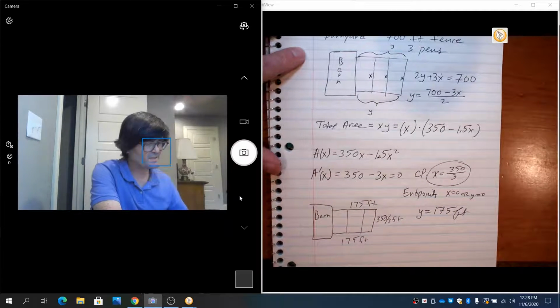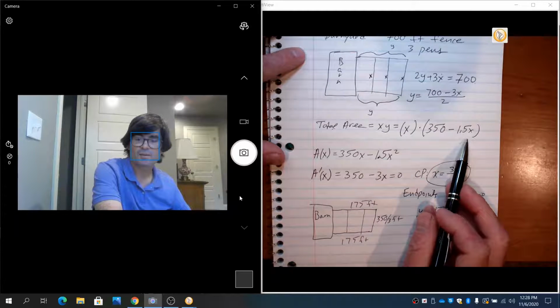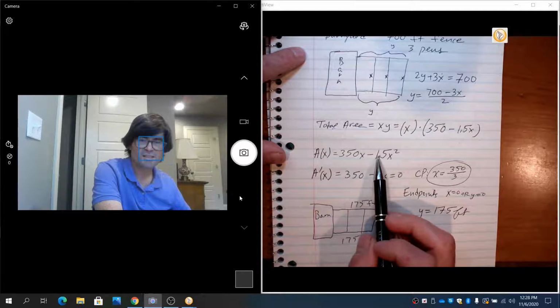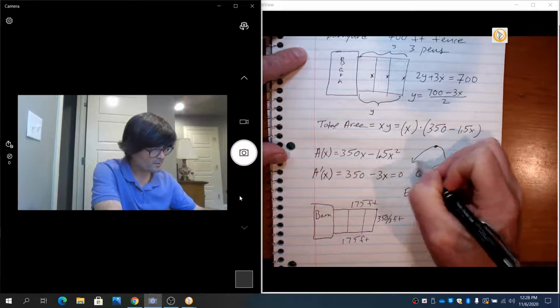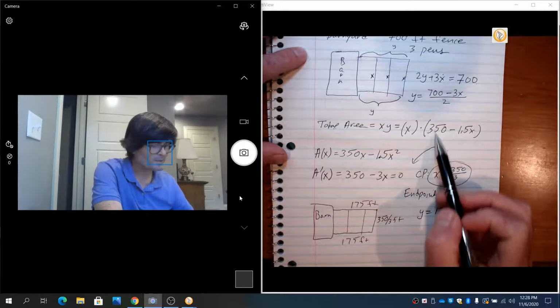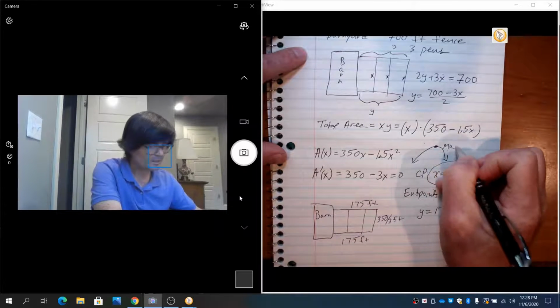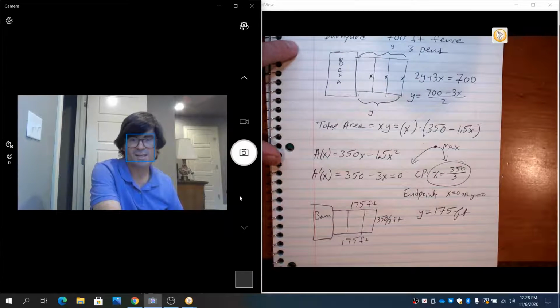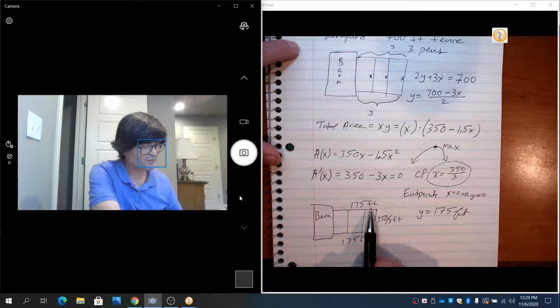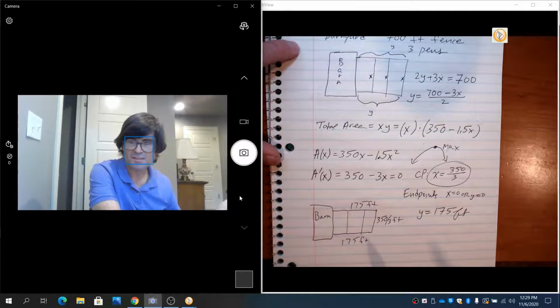And you could graph this again and verify that it's going to be a max. But you really don't need to, because I can just look at this and see, oh, that's a parabola. It's got a negative number in front of a square term, so it's going to be an upside down parabola. So obviously the only critical point must be a max, by general knowledge of quadratic equations. And then 175 times 350 over 3, whatever that number is, that is the total area. That would be the maximum area you could have.